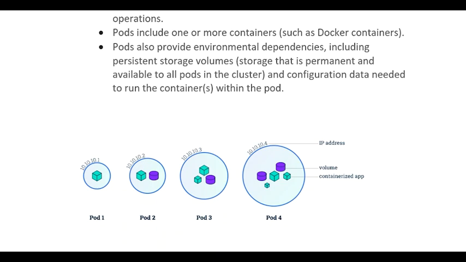In the fourth image, we can see there is an IP address mentioned here, and then we have a volume, and then a containerized app. So these are the things they have. We can create one or more containers in a pod, such as the Docker containers we already know. Then we have to figure out what a pod does.